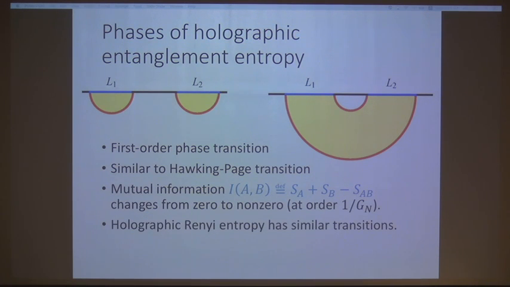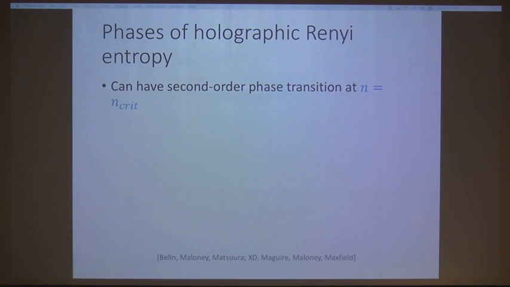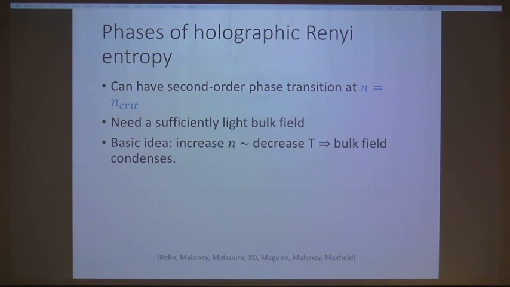The holographic Rényi entropy also has similar transitions. But if you study them further, you find they also have other transitions. So the phases of holographic Rényi entropy are richer. We can actually have, in addition to the first order phase transitions we've said so far, second order phase transitions as a function of n. So when n is greater than some critical value, you can go to a different phase. In order for this to happen, you need to have a sufficiently light bulk field. The idea is that if we increase n, this is similar to decreasing the temperature. Remember, the temperature conjugate to the modular Hamiltonian is like 1 over n. And as you decrease the temperature, the bulk field can condense.